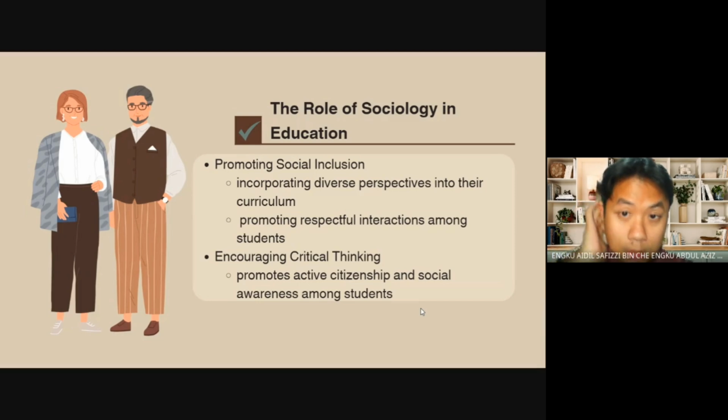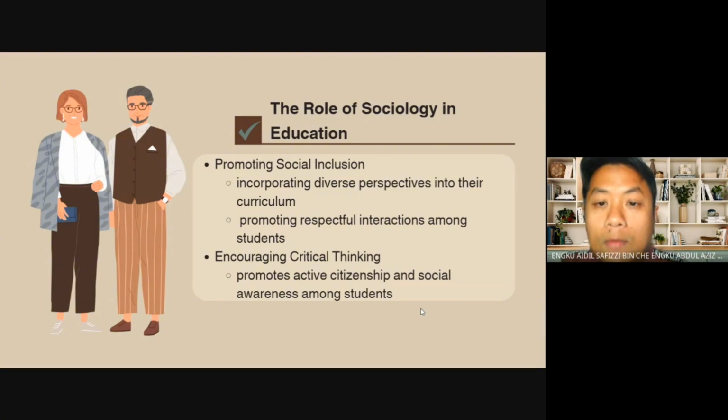The next role of sociology in education is to encourage critical thinking. Sociological theories and concepts can be integrated into the curriculum to encourage the students to think critically about social issues and their own roles within their society. By doing this, we can promote active citizenship as well as social awareness among the students.